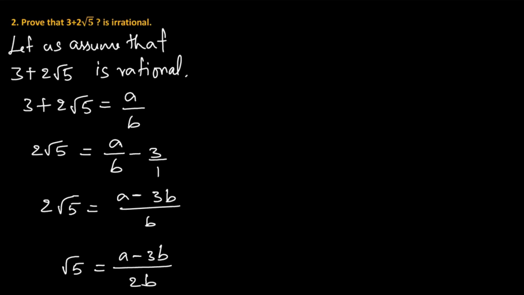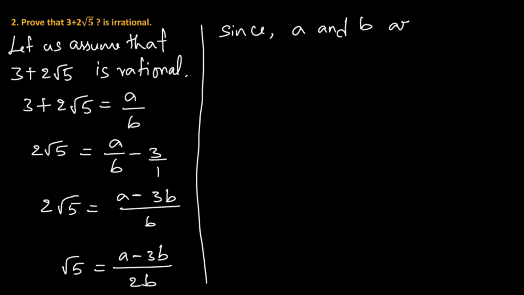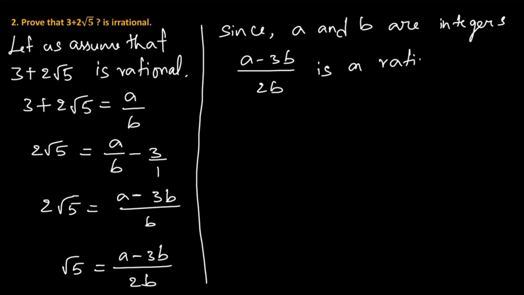So, since a and b are integers, both are integers, (a minus 3b) divided by 2b is a rational number.